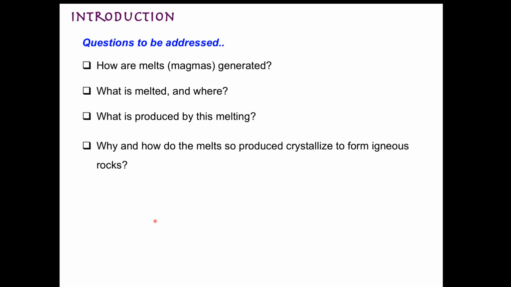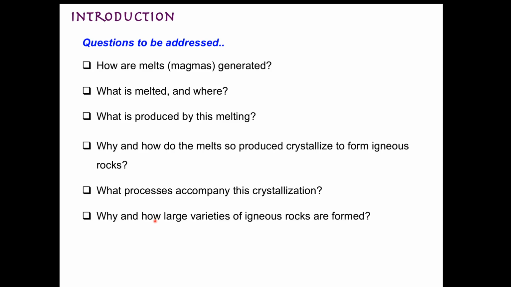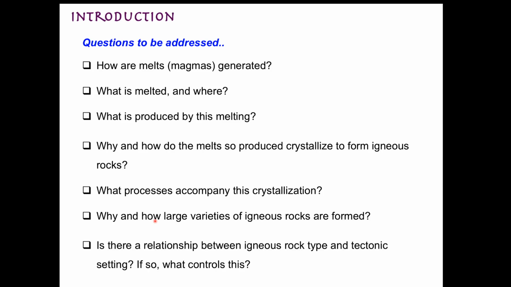And then why and how do melts crystallize to form igneous rocks? How do they crystallize? When do they crystallize? What are the controlling factors to form igneous rocks? What are the processes which accompany this crystallization? Why and how are large varieties of igneous rocks formed? We know there is a large variety of igneous rocks on the earth. So how is this variety generated? What controls their formation? And finally, is there a relationship between the igneous rock type and the tectonic setting? If so, what controls this?